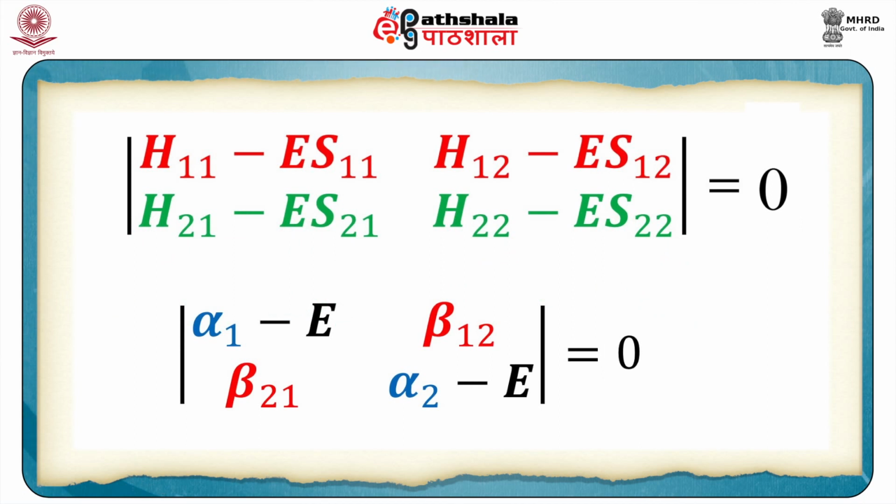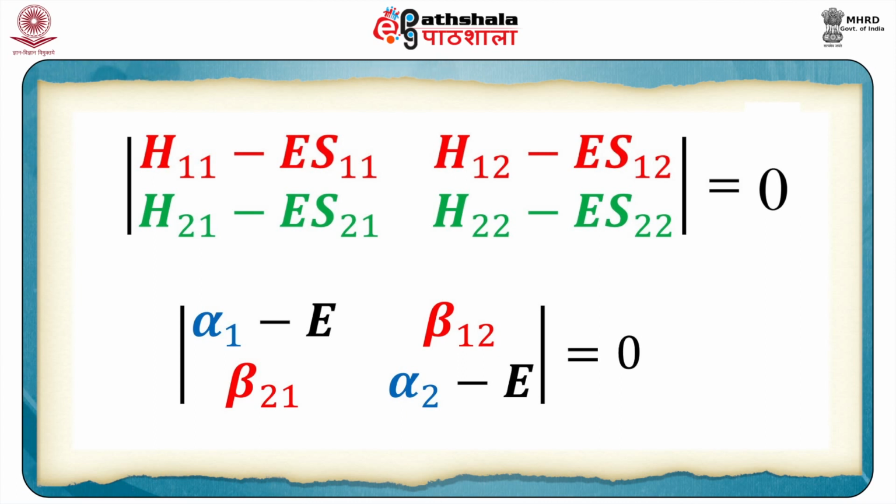As you can see, if in this secular determinant we put the values of the Coulomb and resonance integrals, then it reduces to the following form. The first row becomes alpha 1 minus E, then beta 12, and the second row becomes beta 12 and alpha 2 minus E.